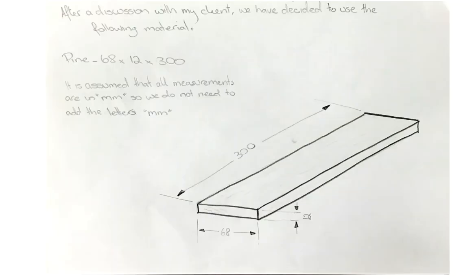So as with this piece of pine, I've discussed with my client and we've decided to use the material that is 68 millimeters wide, 12 millimeters thick, and they wanted 300 meters in length. So I'm going to write down for my cutting list, my pine is 68 mil by 12 mil by 300. Now, as it says here, it is assumed that all measurements are in millimeters, so we don't need to add the actual letters of mm on the drawing or the cutting list.